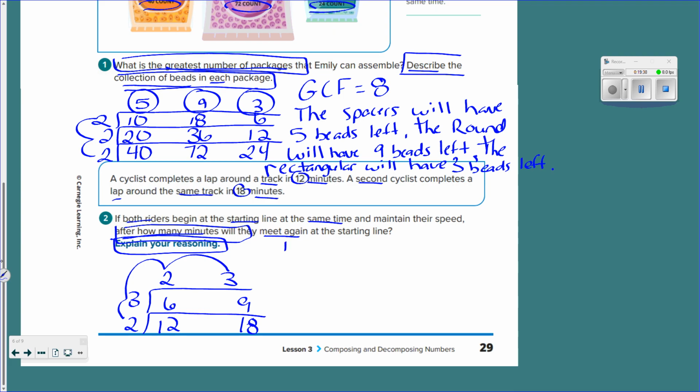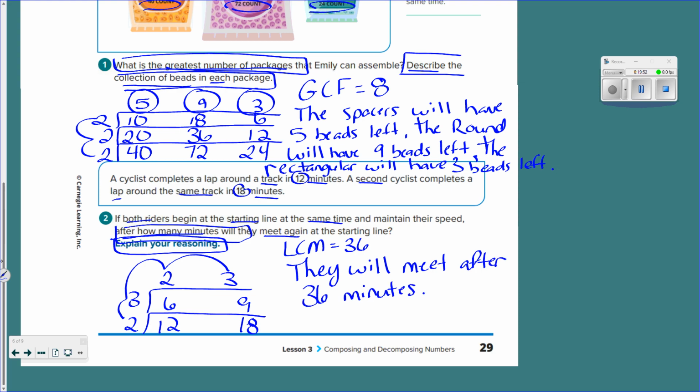They will meet after 36 minutes. Any questions about that?